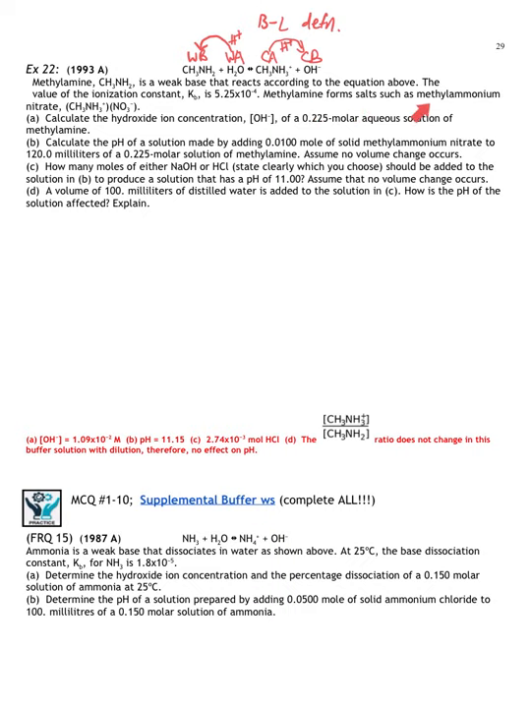Methylamine forms salts such as methylammonium nitrate, which is what you see here. Here's the salt. And then it says calculate the hydroxide ion concentration of a 0.225 molar solution of methylamine. So all you have really is methylamine ionizing in water, and so it's this reaction. And you're going to find out what the hydroxide ion concentration is.